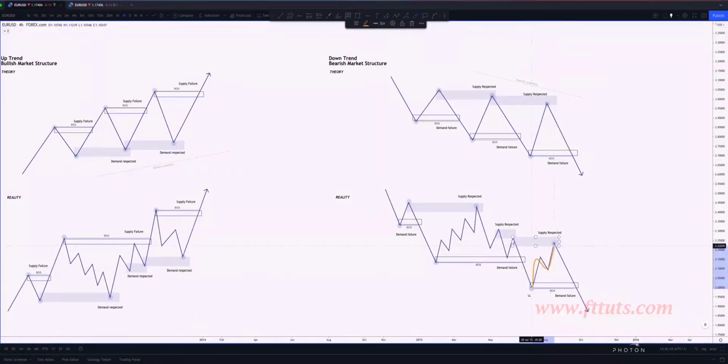And then so on and so forth, we pull back up. And this is where, just like I was saying with demand, this is the decisional demand supply zone. And then we have the origin, the extreme up here. Both are valid.